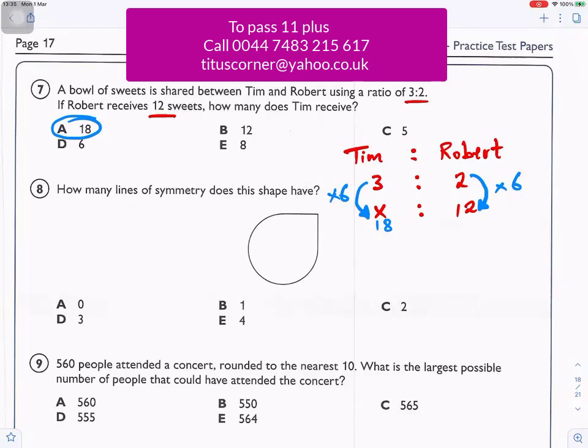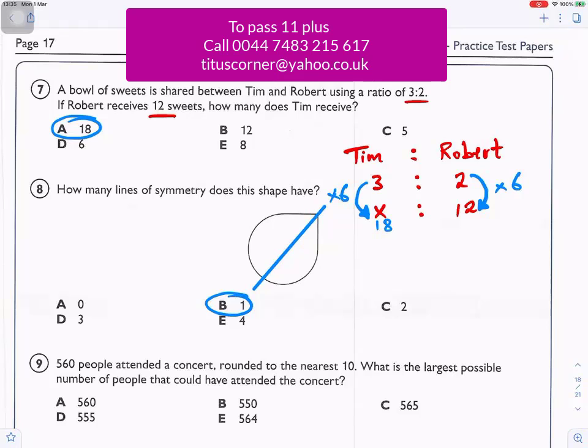Question number 8. How many lines of symmetry does this shape have? So you would draw the lines of symmetry on the shape and try to work it out from there. That's the best way to do question number 8. So you would get the answer is 1. A line of symmetry is when you can fold the shape into 2. And if you put that line there, that's the one line of symmetry.